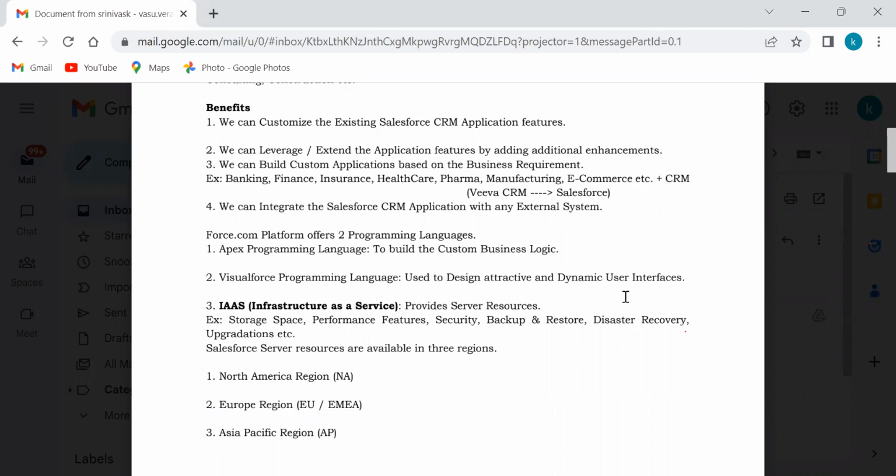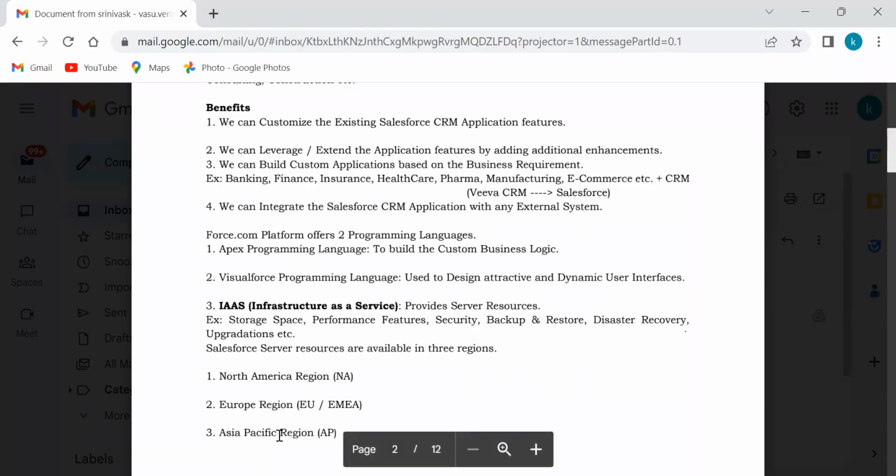To store your data, Salesforce is maintaining servers. Salesforce maintains servers in three regions in the world. What are they? One is the North America region. They have their servers available in the Europe region and the Asia Pacific region. These are the three regions where Salesforce is maintaining their servers. So you do not need to maintain any server locally.